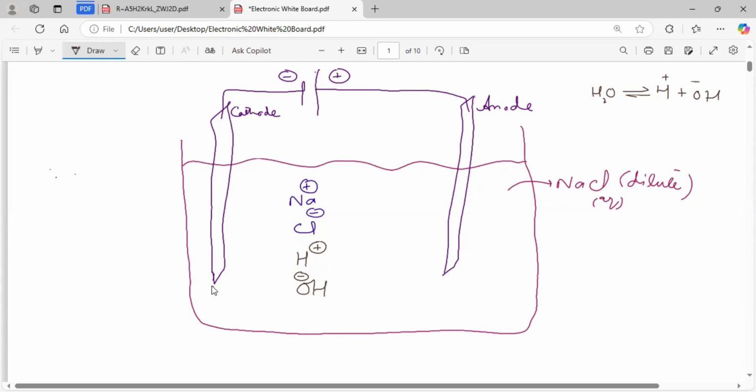Now, what will happen? Remember, towards the negatively charged electrode, positively charged ions will be attracted. Of course, according to the reactivity series.